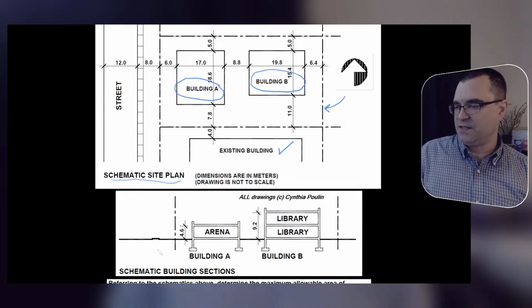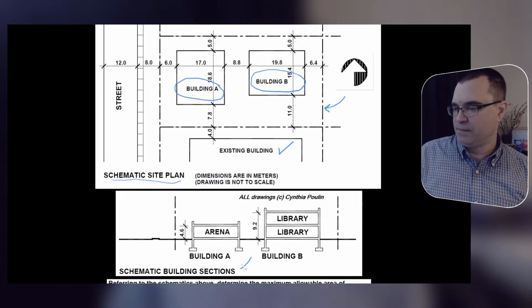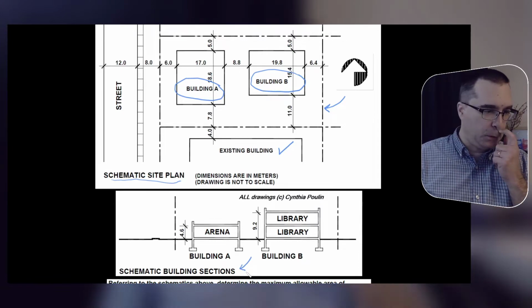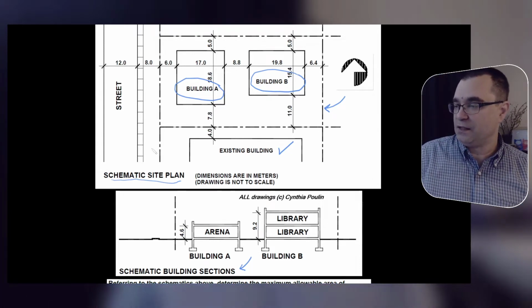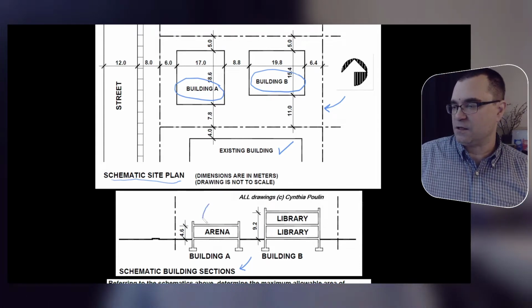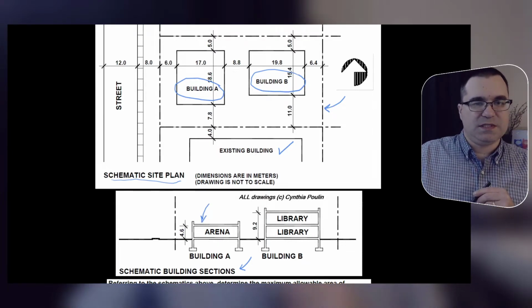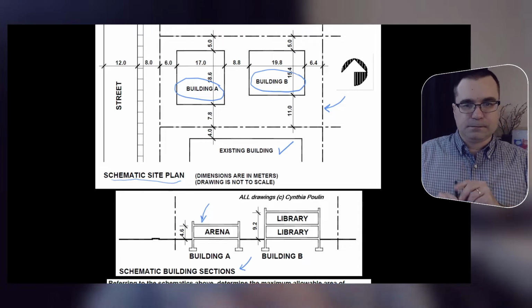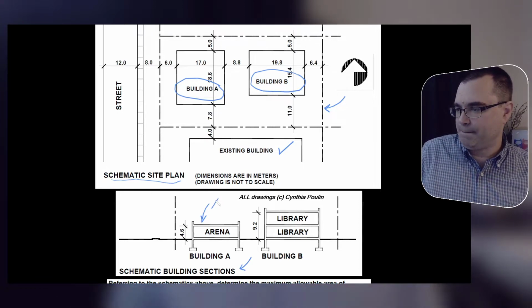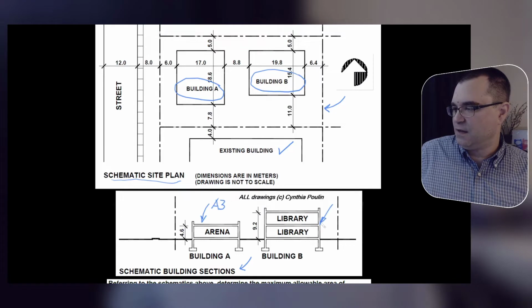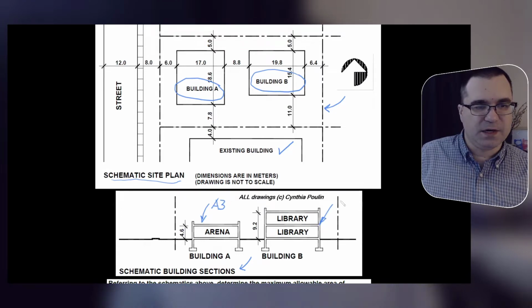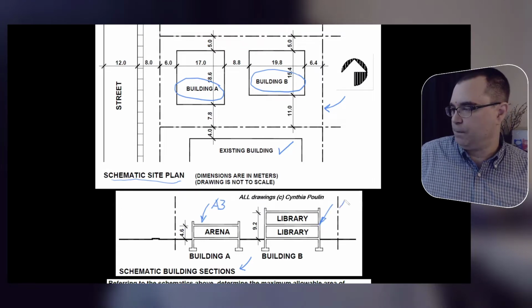Then we also have this set of drawings here, the section, or the building elevations if you want, however you want to look at them, which provide the vertical dimensions of each building, including what their occupancies are. So you can see right here, we have arena, which is A3 occupancy here. And then here, both stories of building B are another assembly occupancy, which in our case is A2.